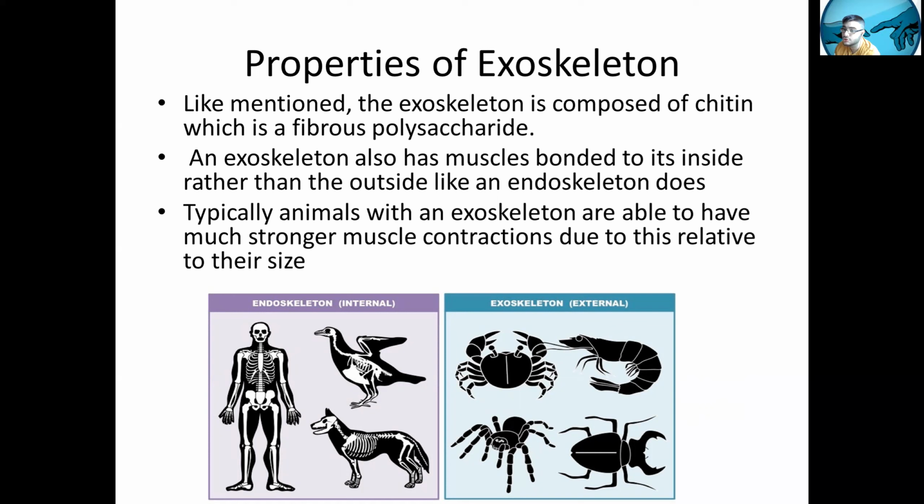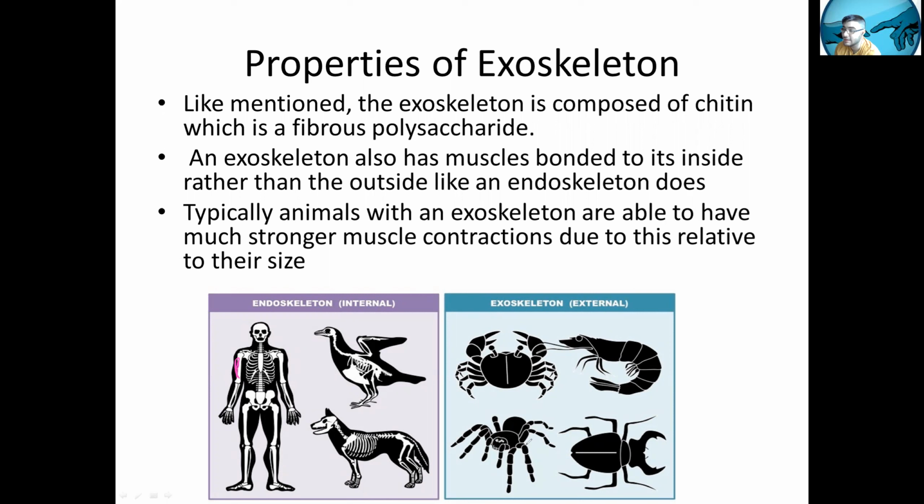The exoskeleton also has muscles bonded to the inside rather than to the outside, like an endoskeleton. So if I were to draw here, like I mentioned, you have a bicep. It's actually bound to here, like this would be your bicep, right? Bound to this skeletal muscle, and you can see it's on the outside of the bone. Whereas with a crab or a spider, the muscles that move the legs would be inside the actual skeleton, inside the shell. And so on the interior, and they move that way.